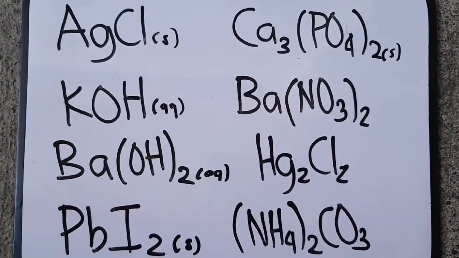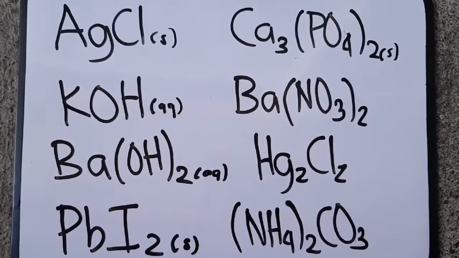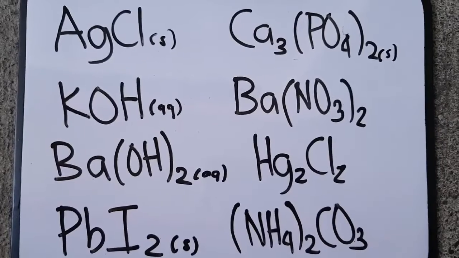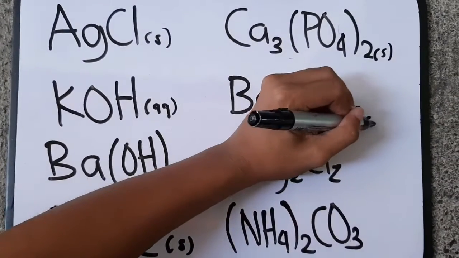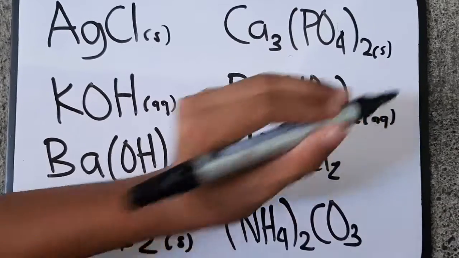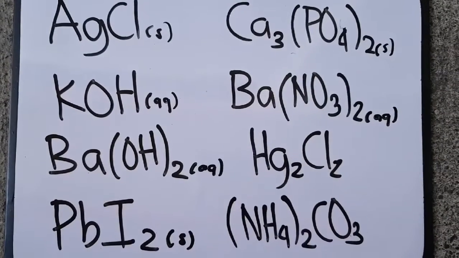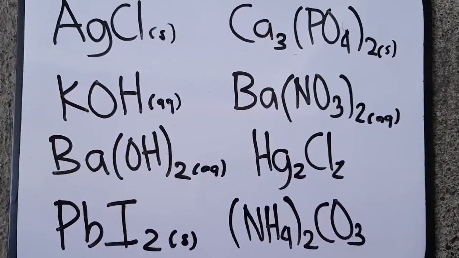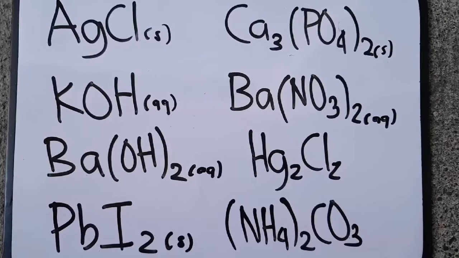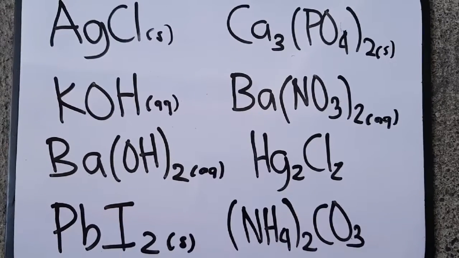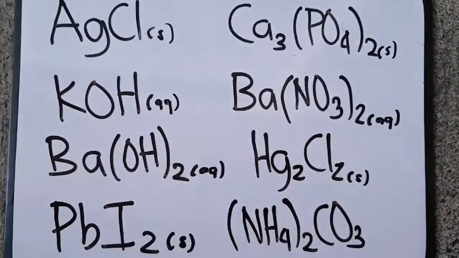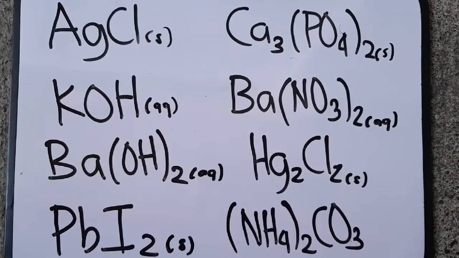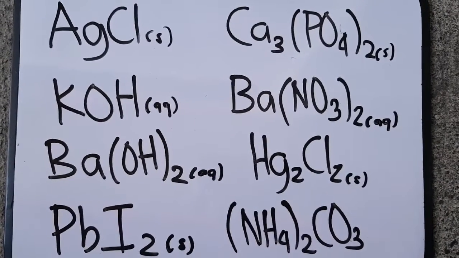Barium nitrate. Is it soluble or insoluble? Nitrates are always soluble, so this is going to be aqueous. Chloride is generally soluble, but mercury is an exception, so this compound is going to be solid. Acetate is always soluble, so calcium acetate is aqueous.